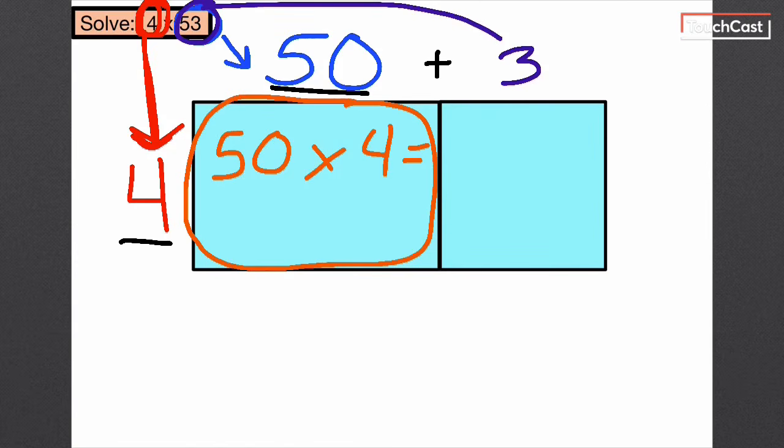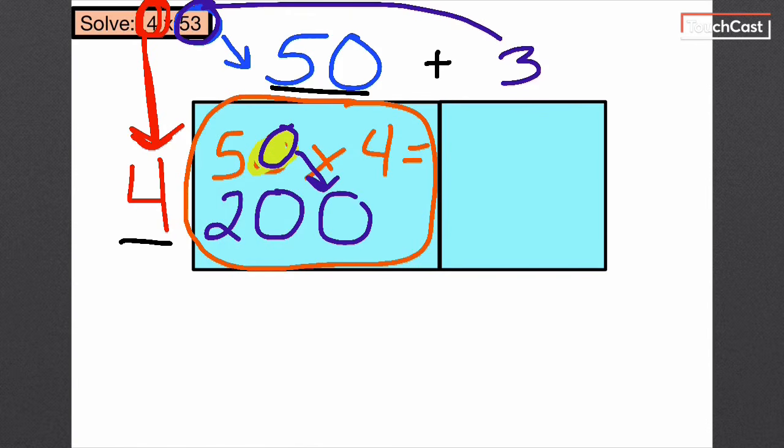We know with our 0 trick, I can take my 0 away. 5 times 4, that's easy. With my math facts, I know that 5 times 4 is 20. And then this 0 that I took away, I can now bring him back. So my answer for 50 times 4 is 200. We're going to let that 200 sit there for just a second.